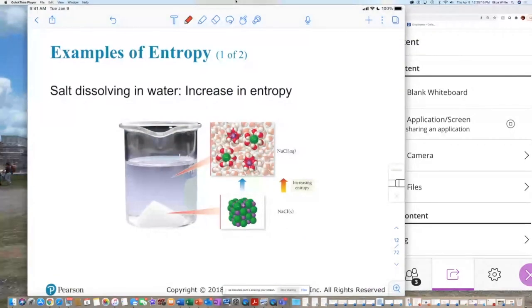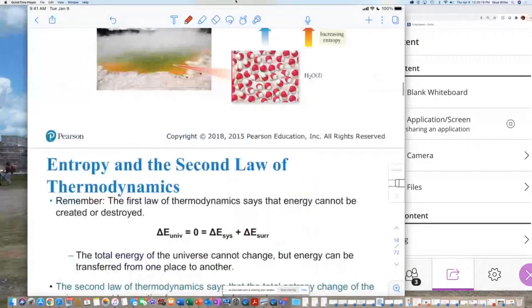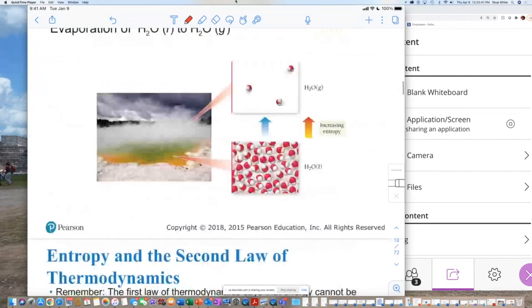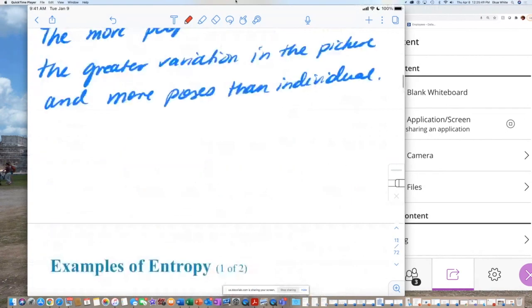But in the second law, which we're going to be talking about in a little bit, in the second law of thermodynamics, right here, it says that the total entropy change of the universe must be positive for a spontaneous process, or for a process to be spontaneous. A paraphrase of that is saying things in life are naturally going from a region of order to a region of disorder. In life, things are naturally becoming random.